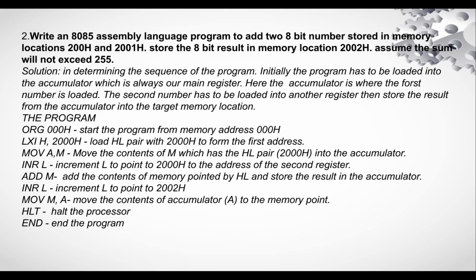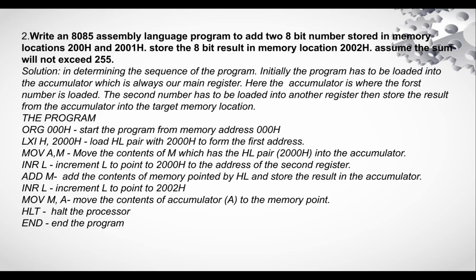8-bit numbers stored in the memory location. So it means if it's a 2-bit, we have a pair. So I'll have to load the HL pair register with 2000 hexadecimal, which will form my first address. So loading, but before I load to the accumulator, it's like I'm trying to inform the accumulator that the contents that I want to load after that are acting as a pair, so the accumulator can be able to accommodate those contents in the form of a pair.